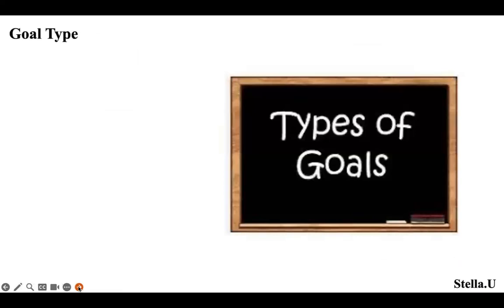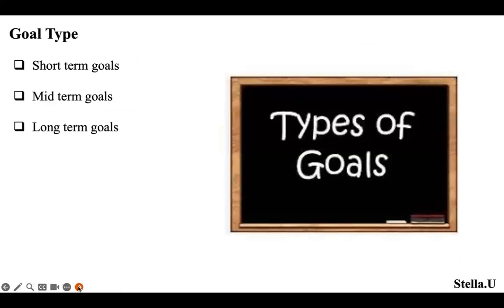So there are different types of goals, like you already know. So I won't really be explaining them: short-term goal, I want to say one month, medium-term, I want to say 3 to 6 months, long-term, maybe 1 year, 5 years, depending on what it is to you.